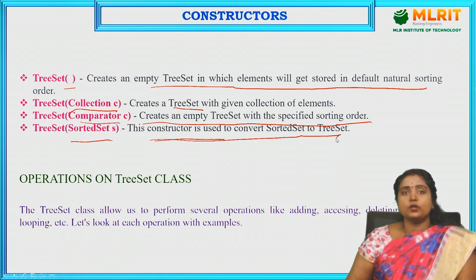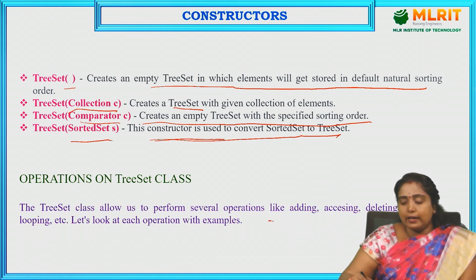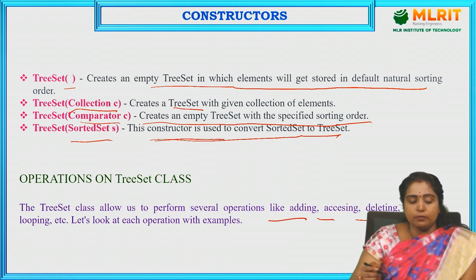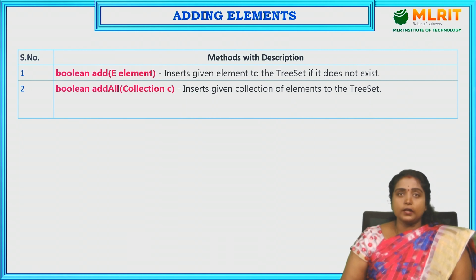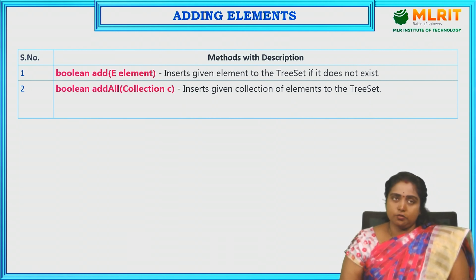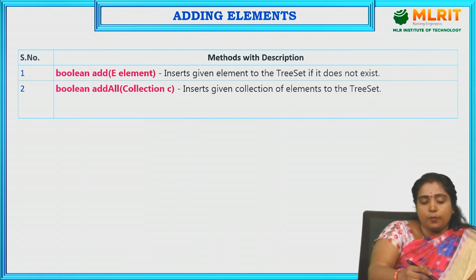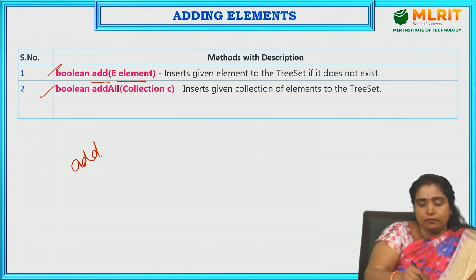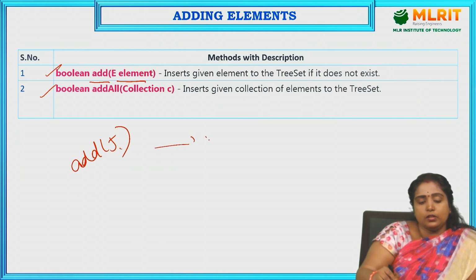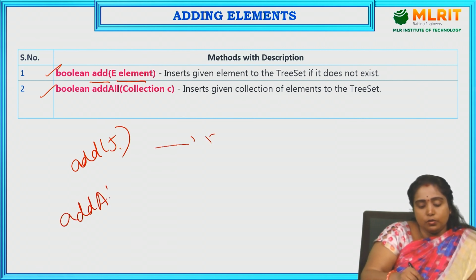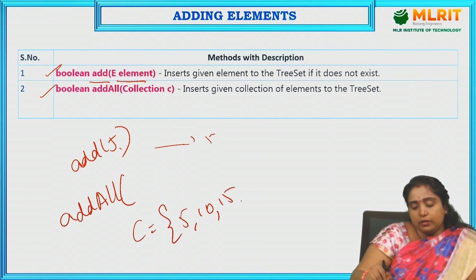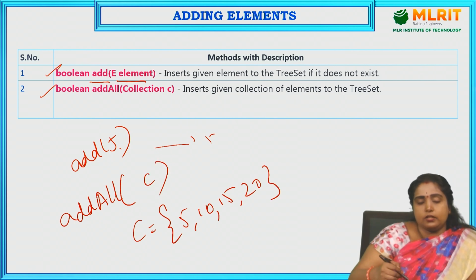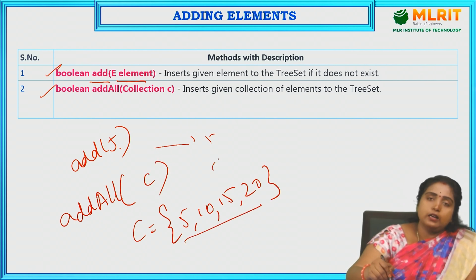The operations that you can perform on the TreeSet are inserting elements, accessing and deleting elements, updating, looping, etc. So here we will see the operations. You can insert an element into the TreeSet, or add elements to the TreeSet, by these two methods. The first one is the add method. You can give the element, add of some 5, so the 5 will be added to the TreeSet. And addAll is a method which is used if I just want to have a collection of elements equals to 5, 10, 15, 20 like that. So you can give a collection of elements, and all these elements will be inserted into the TreeSet.